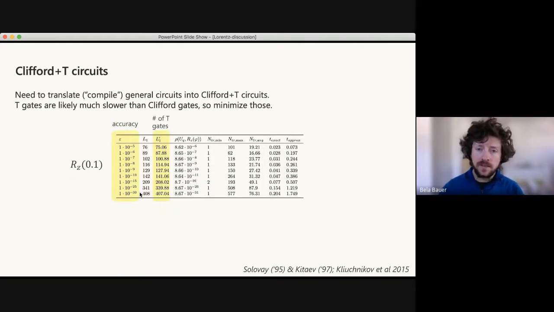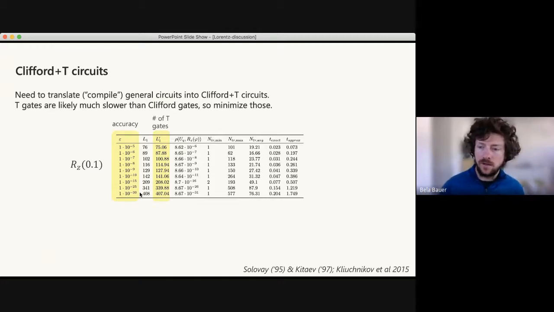The next problem then is that when we construct the circuits, we generally liberally use arbitrary rotations. But these arbitrary rotations, in these fault-tolerant platforms, we actually have to translate into a circuit that consists of Clifford gates and T gates. And the goal of this basically is to minimize the number of T gates.